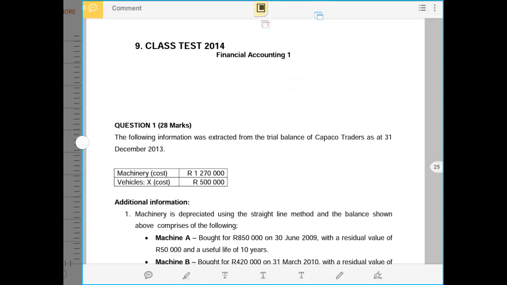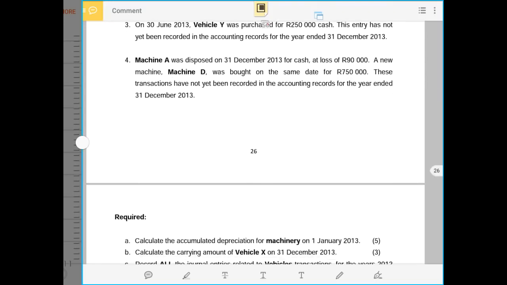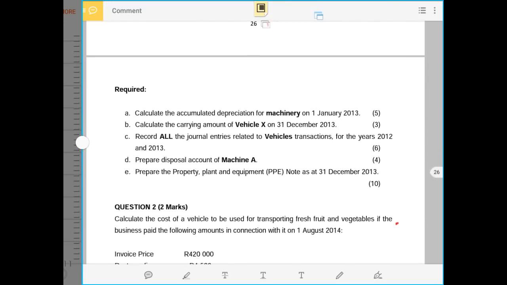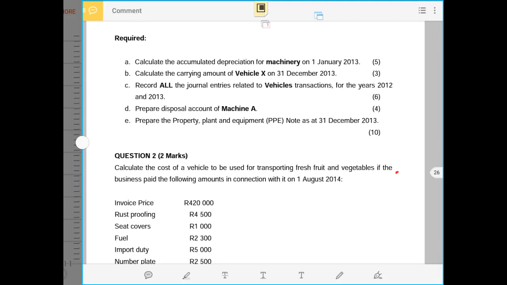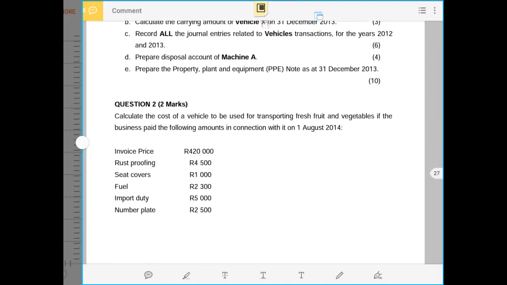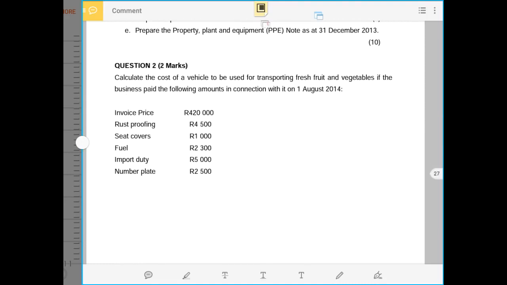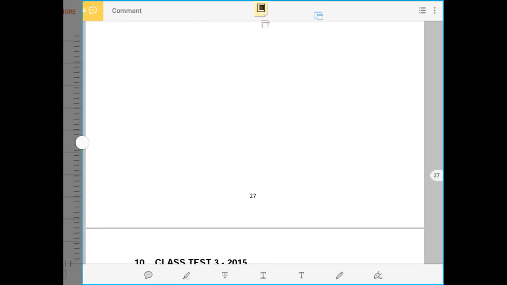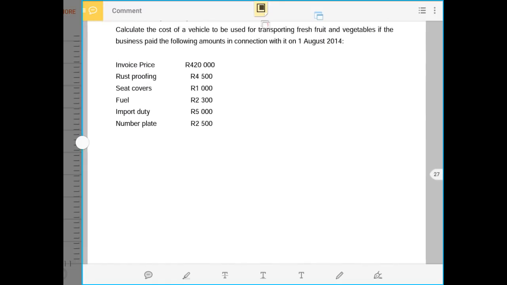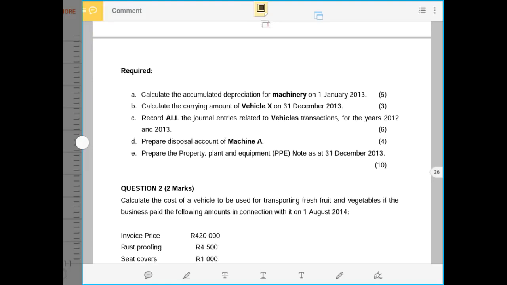In this question there was also question two, which is a very short question, only out of 2 marks. Perhaps due to time constraints or time limit, I might not be able to reach question two, and also because of the simplicity of question two, it's very easy, just calculating costs to be capitalized.